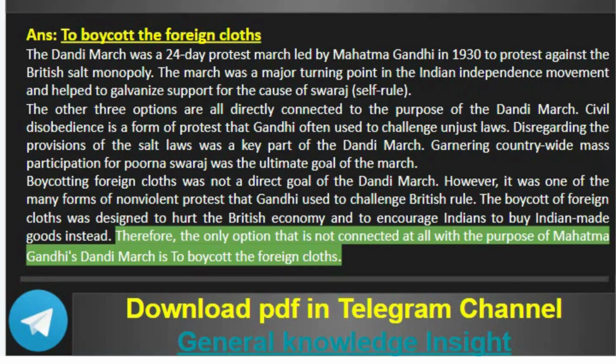Boycotting foreign clothes was not a direct goal of the Dandi March. However, it was one of the many forms of non-violent protest that Gandhi used to challenge British rule. And the boycott of foreign clothes was designed to hurt the British economy and to encourage Indians to buy Indian-made goods instead. Therefore, the only option that is not connected at all with the purpose of Mahatma Gandhi's Dandi March is to boycott the foreign cloth.